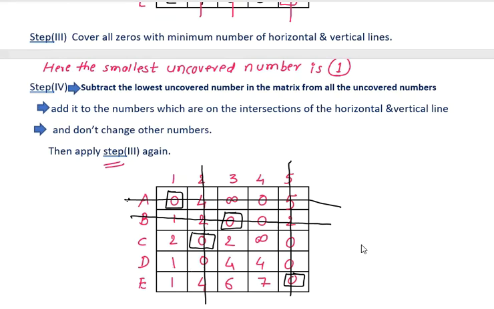What is the smallest uncovered number? 2, 1, 1, 2, 4, 6, infinity, 4, 7. So 1 is the smallest uncovered number, right? So subtract 1 from all the uncovered numbers, add it to the numbers which are on the intersection and do not change other numbers. So let us write down the elements of the first column. 0 as it is because it is on the line. 1 as it is because it is on the line. So 0 and 1.